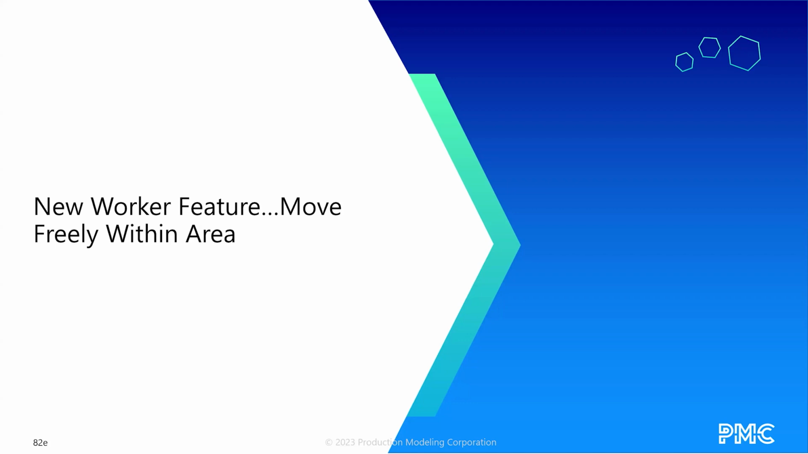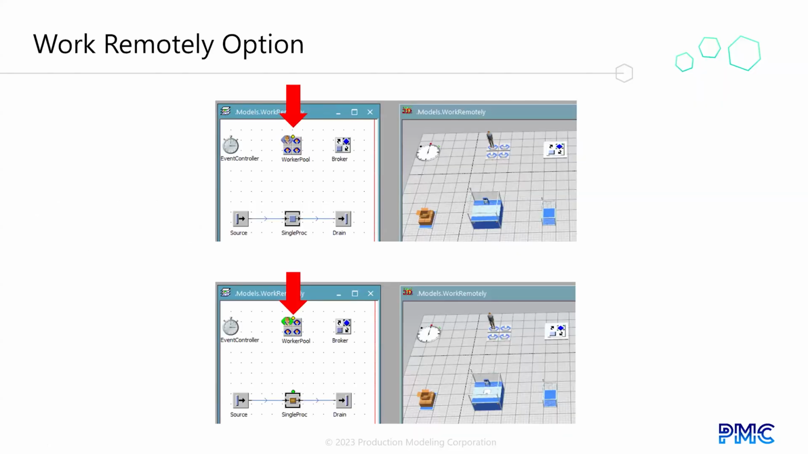The simplest way to model a worker is to use the work remotely option that allows the worker to work from the worker pool object that creates workers when the model is initialized. If worker travel times are very short compared to the cycle time of the stations, like the stations shown here, and you don't mind not seeing the worker working at the station, this object can be quick and useful.